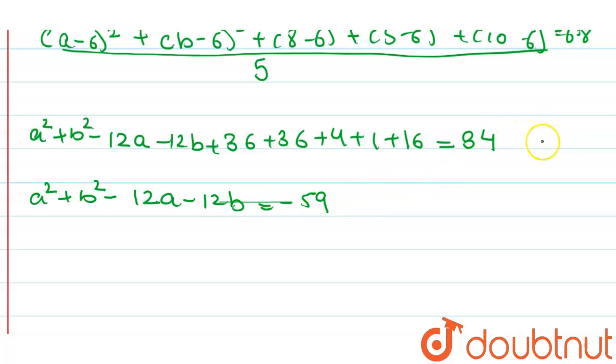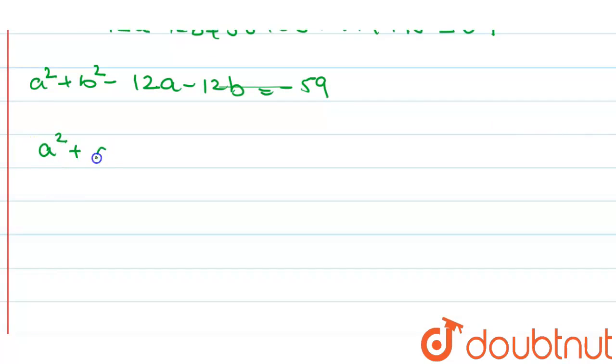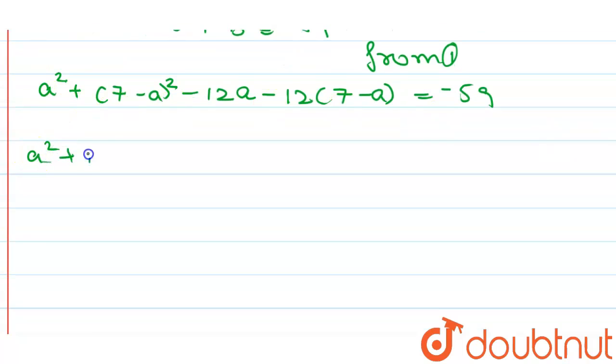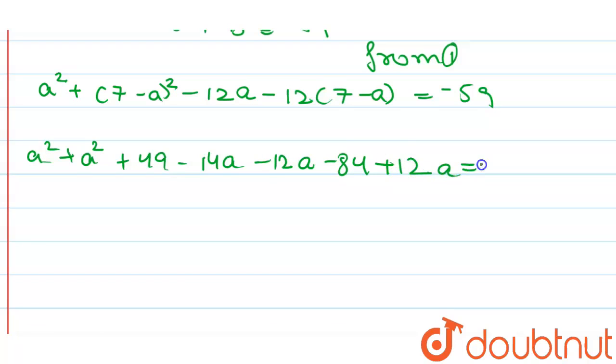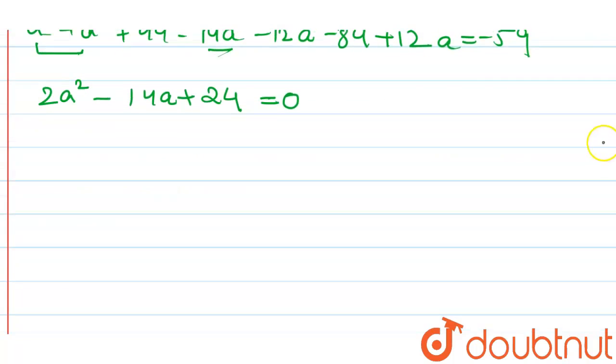Okay, so we are going to substitute the value of B here. So from the first equation, B was 7 minus A, so this will be A square plus 7 minus A whole square minus 12A minus 12 times 7 minus A being equal to minus 59. Right, so this will become A square plus A square plus 49 minus 14A minus 12A minus 84 plus 12A being equal to minus 59. So this will become 2A square minus 14A, and this will give you plus 24 being equal to 0. Okay, so now further we can equate it as A square minus 7A plus 12 here being equal to 0.